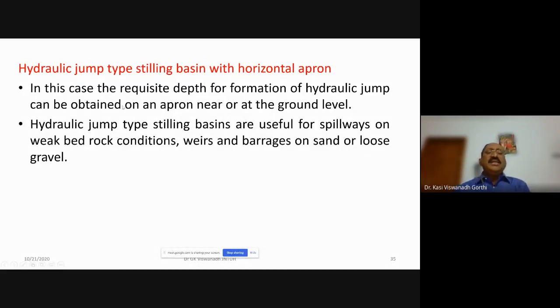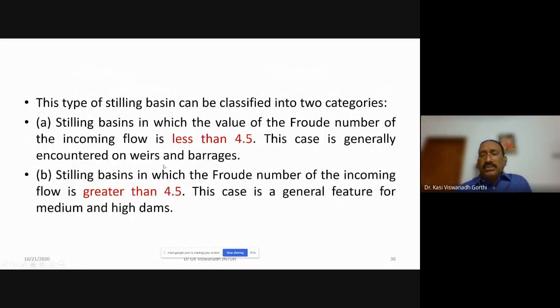In this case, the requisite depth of formation of hydraulic jump can be obtained on an apron near or at the ground level. Hydraulic jump type stilling basins are useful for the spillways on the weak bedrock conditions, weirs and barrages on sand or loose gravel. This type of stilling basin can be classified into two categories.